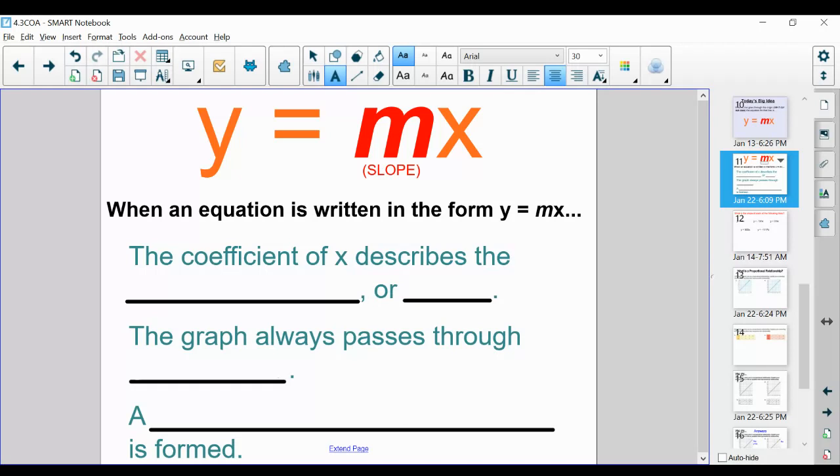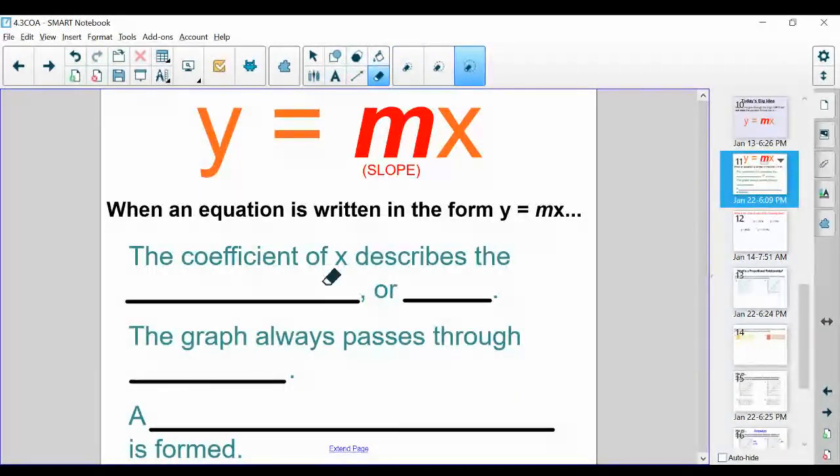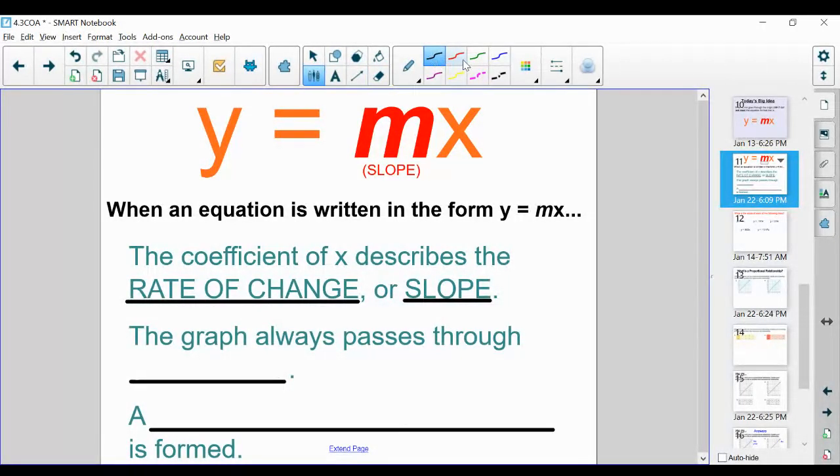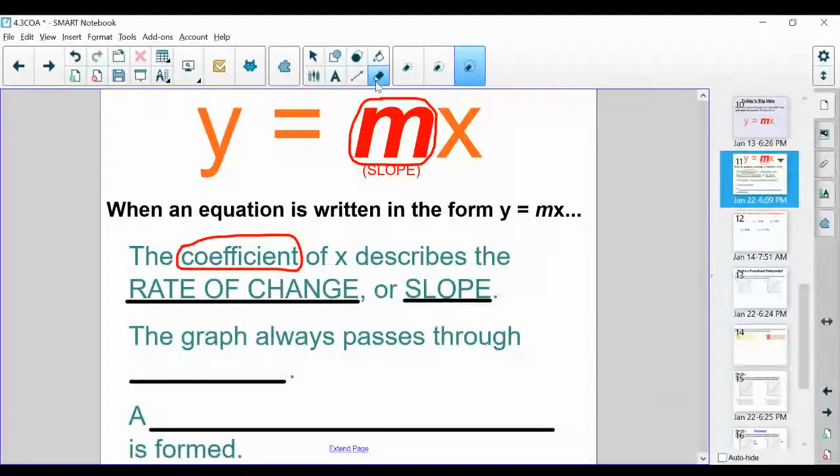When an equation is written in the form y is equal to mx, the coefficient of x describes the rate of change, or again, we call it the slope. Remember, the coefficient is the number attached to a variable. So the coefficient is going to be m here. Coefficient of a term is the number that's getting multiplied by our variable. So the coefficient of x describes the rate of change, or we also call it the slope.